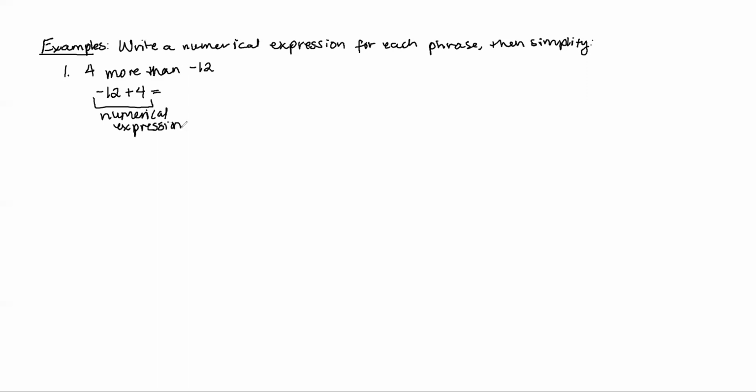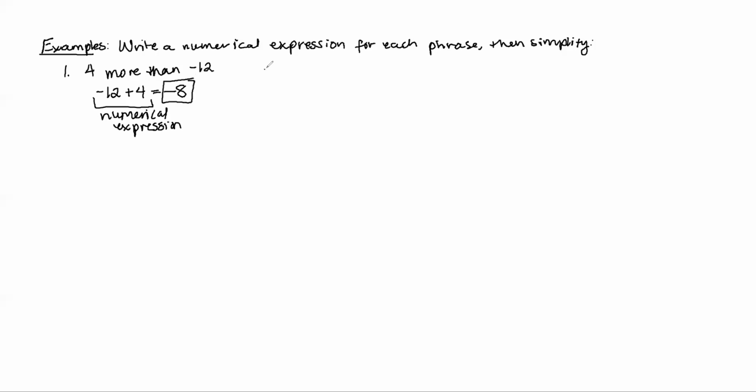This is our numerical expression. And then in order to simplify this, we're just going to add those two. So they're opposite signs. So we're going to subtract them, keep the sign of the larger number. So subtracting them, we get 8. And the larger number is negative 12. So negative 8.